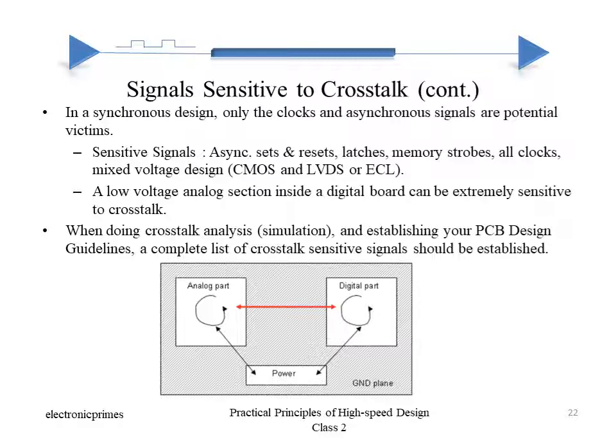So by doing crosstalk analysis simulations and establishing your PCB design guidelines, remember that a complete list of crosstalk sensitive signals should be established. If you see analog, digital parts, and a power and ground plane reference as you have in a board, you should completely come out with a list of all crosstalk sensitive signals.